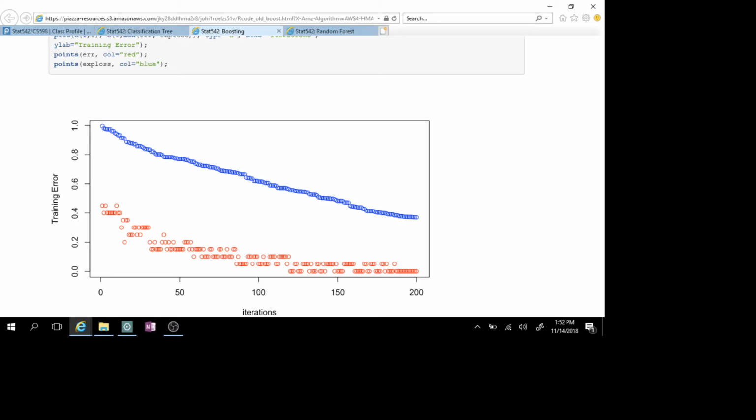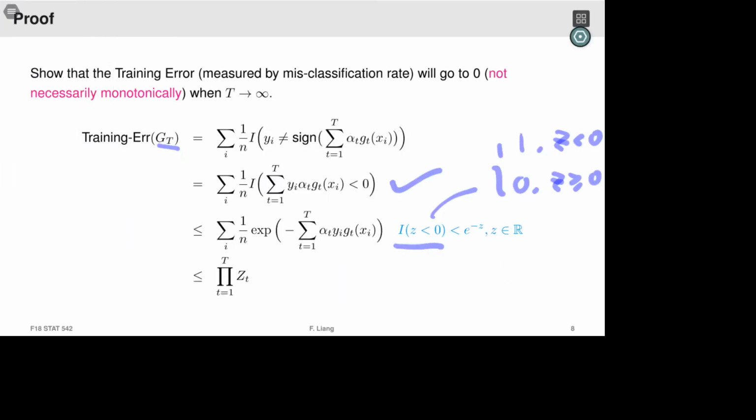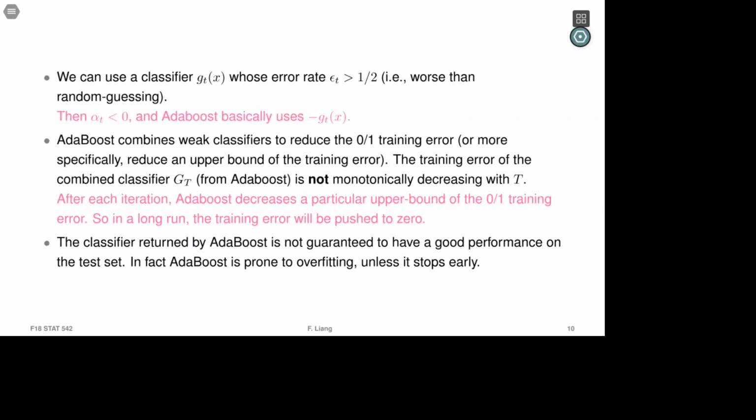Why? It doesn't conflict with our proof. It's the upper bound that is monotone, because we use the fact that the indicator is upper bounded by the exponential loss. So that's something I want you to remember, because it's in the quiz. AdaBoost combines the weak classifiers, and the training error is not monotonically decreasing with respect to t. It's the upper bound, and the upper bound is going down. Eventually, of course, everything is pushed to 0.